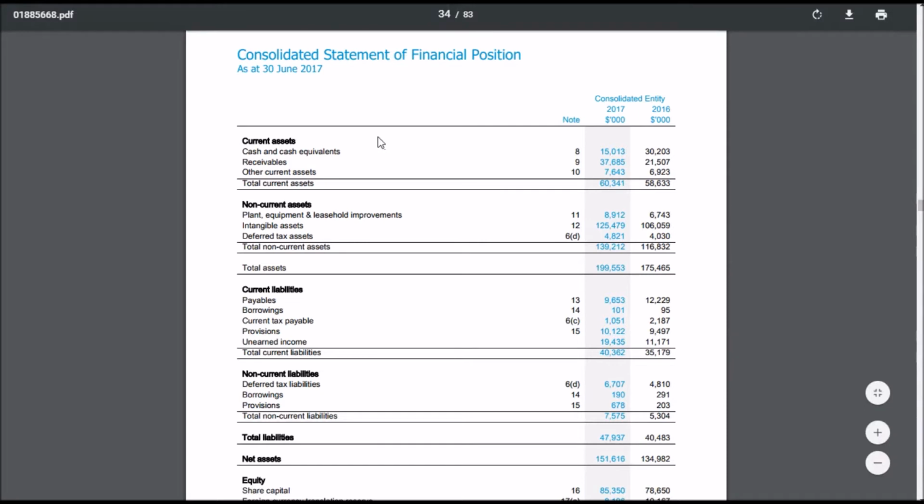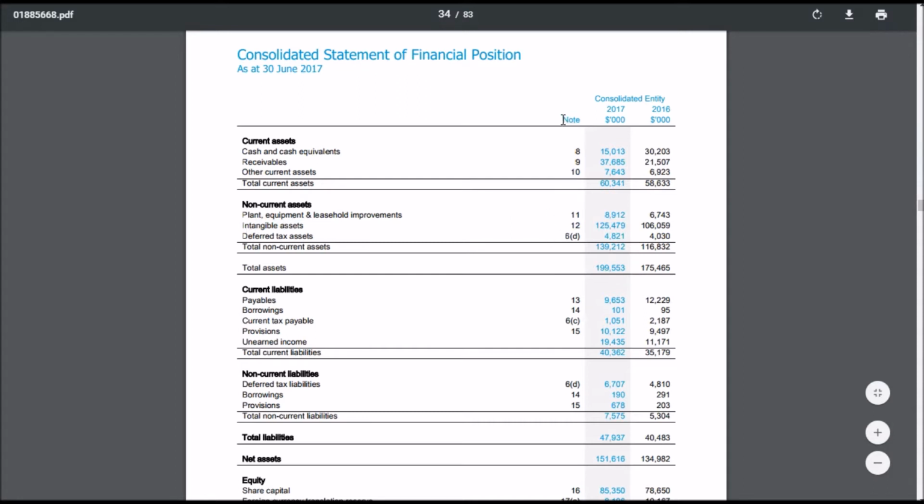I call this the balance sheet. This shows their current assets and their current liabilities. So as you can see, they've got cash in the bank, $15 million. They're owed 37 million in receivables. Other assets, they've got $7 million there, so current assets of 60 million. Non-current assets, plant and equipment, 8 million. Intangible assets, now this is one you've got to look at closely. That's 125 million, so that's quite high, and you want to know why it is high.